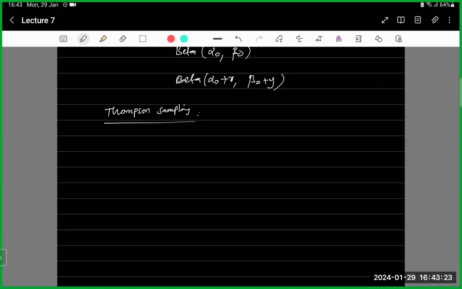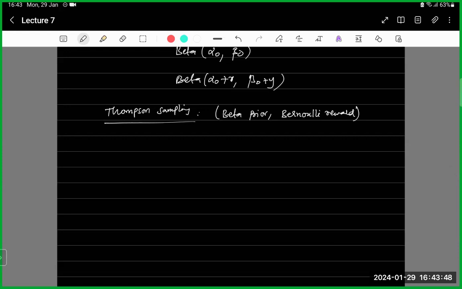Can you tell me what the Thompson sampling algorithm would be if I want to write pseudo code? Thompson sampling with the beta prior and Bernoulli rewards. Okay, if you have a beta prior and Bernoulli rewards, what is the Thompson sampling algorithm?